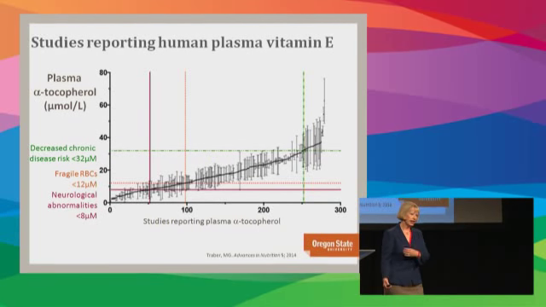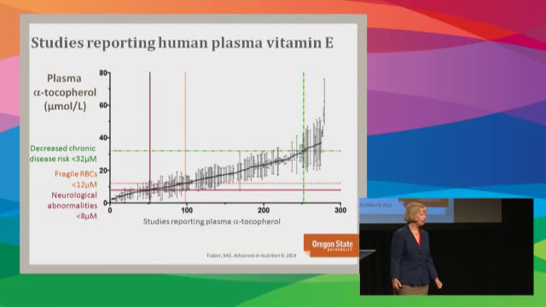The x-axis has how many articles I read, and the y-axis is plasma alpha tocopherol. And there are roughly 100 articles out there reporting deficient levels of vitamin E in the plasma of people. And most of these people are children. So I think that's very concerning.